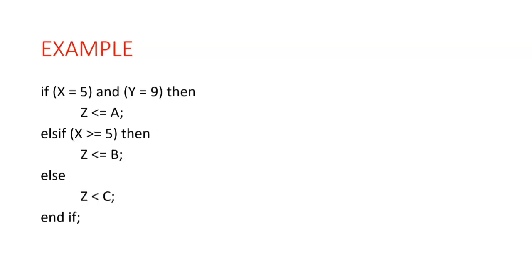Okay. Next, let us see an example. So the example is: if x equal to 5 and y equal to 9, then z is equal to a. So this is the assignment operator that we use in VHDL. So z is assigned the value of a, else if x is greater than or equal to 5, then z is assigned the value b, else z is assigned the value c. So this is a statement where we use if.